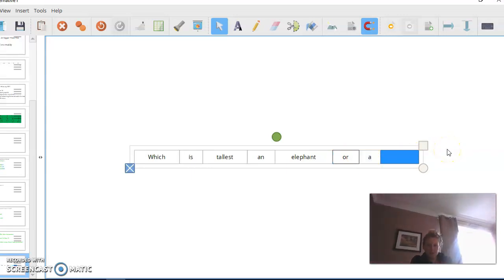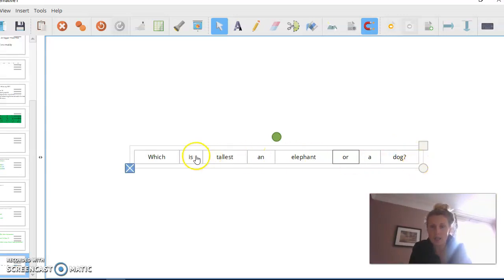Now, before I reveal this one, I want you to have a look at your sentence and what does it need at the end of this sentence? Does it need a full stop? Or does it need something else? Am I asking a question here? That's right, I am, aren't I? Which is tallest, an elephant or a dog? I am asking you a question, aren't I? So I need to have put a question mark. Let's have a look. Which is tallest, an elephant or a dog?